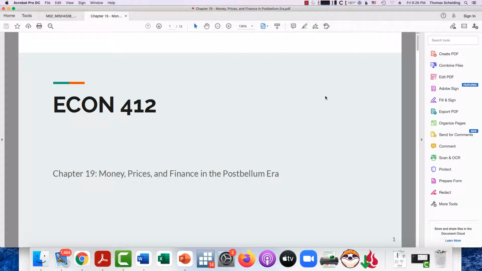So, Chapter 19 really represents the completion of the journey from the United States recovering from the Civil War and setting the groundwork for a developed economy. And so, here, what we're looking at are basically the financial system. How does the financial system evolve in the United States after the Civil War?